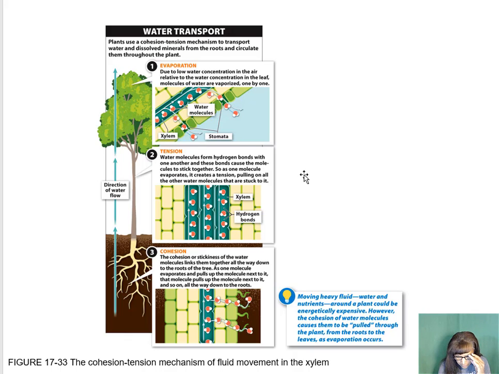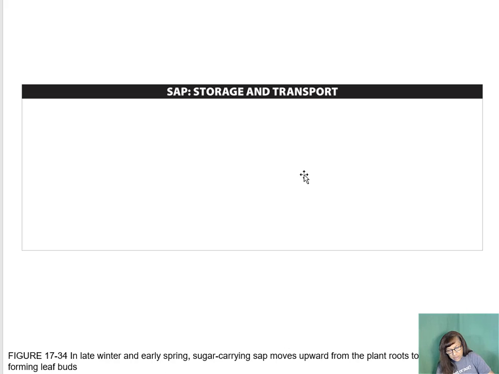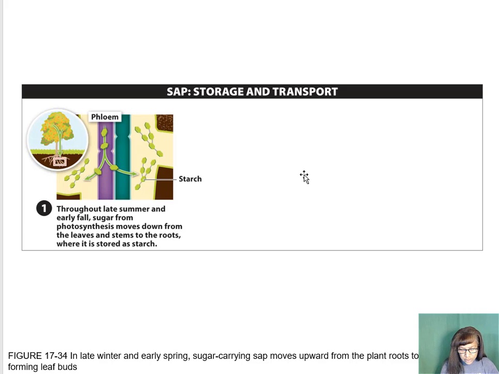And so moving heavy fluid, water and nutrients around a plant could be energetically expensive, right? However, the cohesion of water molecules causes them to be pulled through the plant from the root all the way to the leaves as evaporation occurs. All right, so let's take a look at sap storage and transport. So now we're talking the phloem, right? This is the other arm of the vascular system of plants.